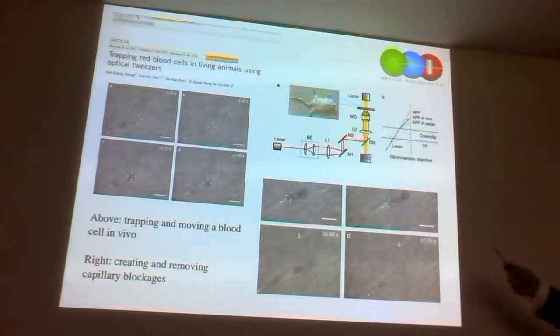They tried to create thrombosis. They trapped red blood cells in a mouse vein, tried to create coagulation. These are the kinds of things one might do. We already had a little discussion of where in vivo optical trapping could go.